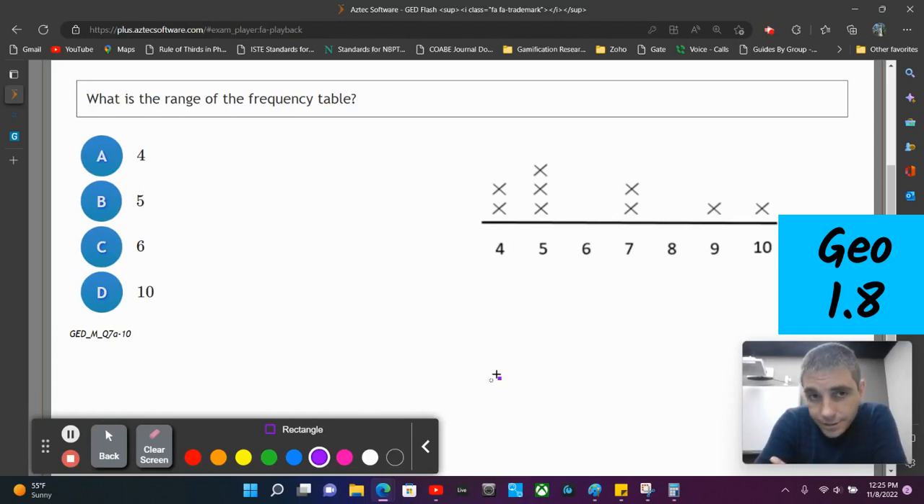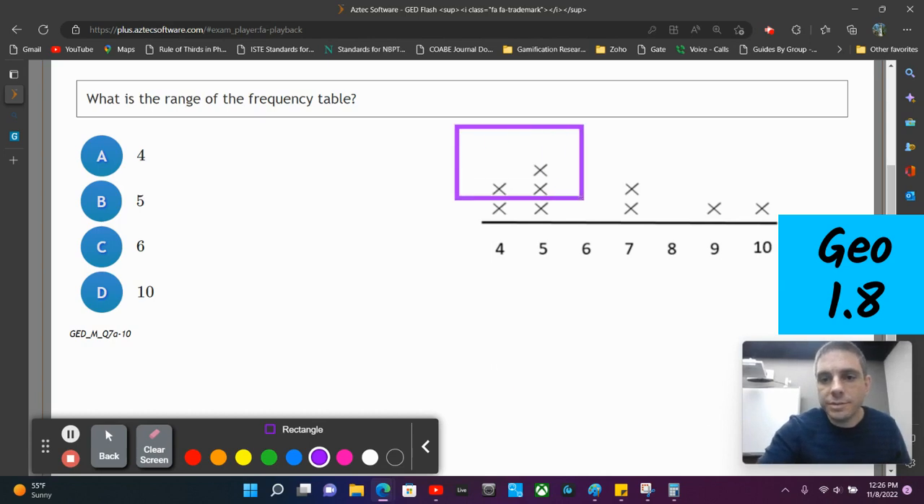What is the range of the frequency table? Okay, if you know what range is referring to, this could be a 10-second question. Range is often used along with the other data analysis terms like mean, median, and mode. But it's measuring something much different than mean, median, and mode would measure. Basically, range is measuring how far spread out the numbers are. And to make that calculation, you need two numbers of the data set. You need to know what the largest number is, and you need to know what the smallest number is. And then you subtract those numbers, and you have your range.